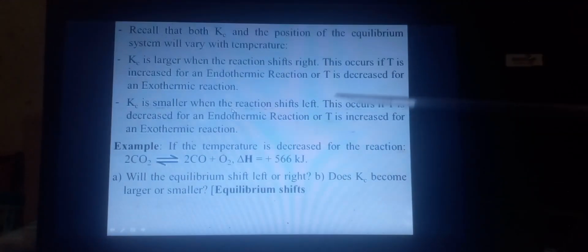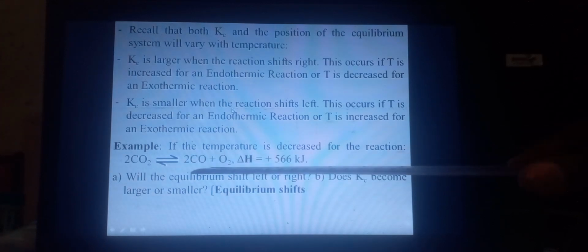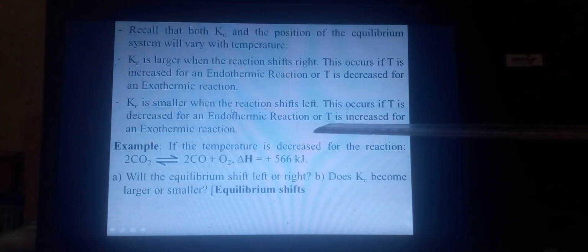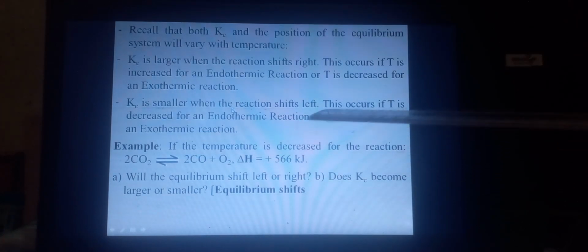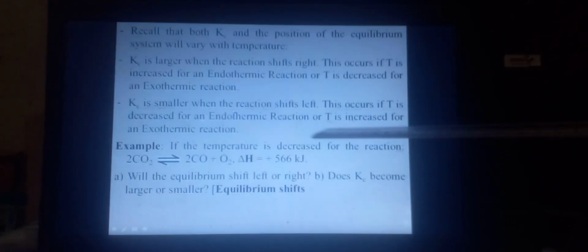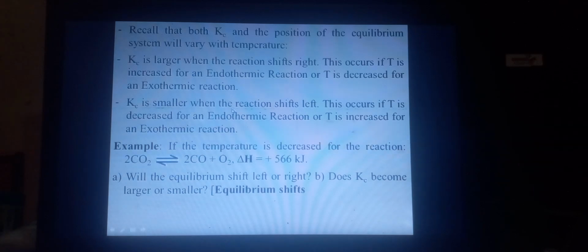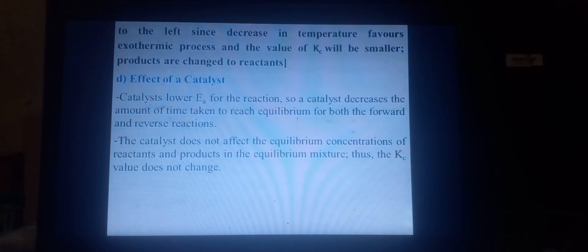So T is being decreased for an endothermic reaction and T is being increased for an exothermic reaction. So Kc will be smaller. So the equilibrium shifts to the left since a decrease in temperature favors the exothermic process, and the value of Kc will be smaller. So products are being changed to reactants.